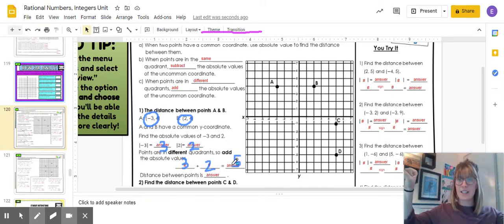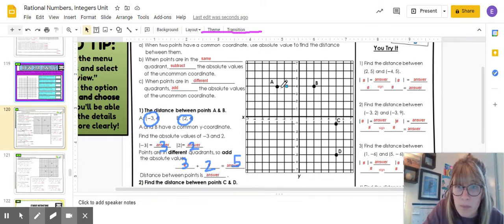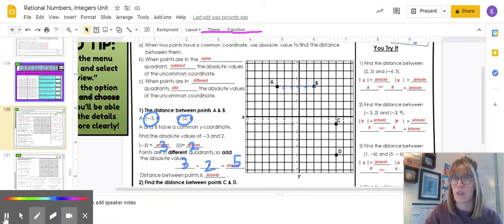So the distance between the 2 points is 5 units. And we can prove it by counting. It's 1, 2, 3, 4, 5 units apart. So we've used the absolute value to prove it.